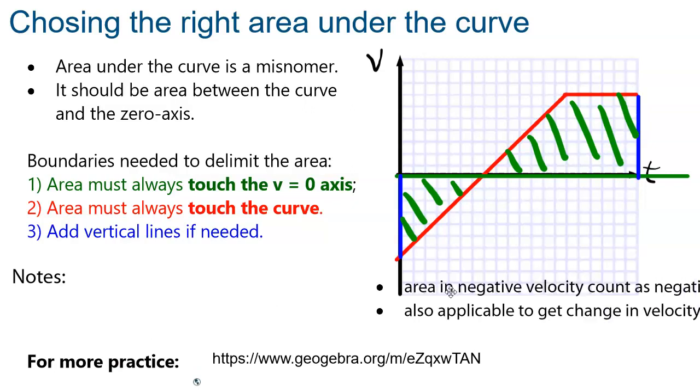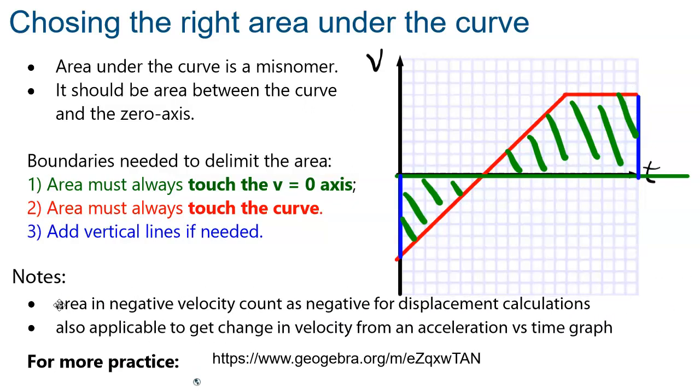Just a couple of notes to add on that. First note, the area for negative velocity counts as negative if you try to calculate the displacement. So for instance in here, the first area is for negative v. So when you want to calculate the displacement, you would have to subtract this area, because it's going backward. And the other note is that this trick is also applicable to get the change in velocity from an acceleration versus time graph. So if you had acceleration versus time, the area under the curve would then give you the change in velocity.